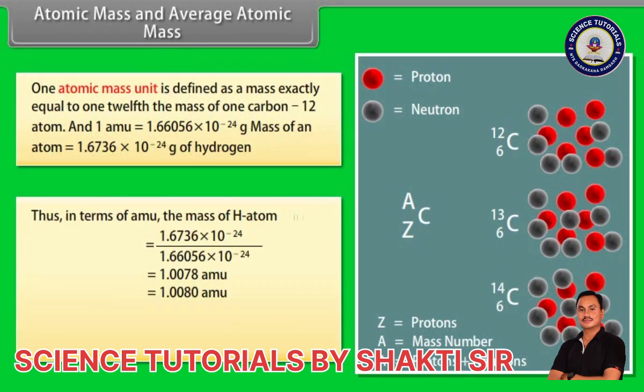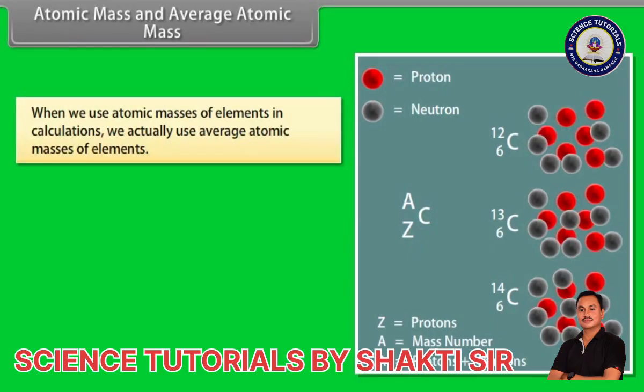Thus, in terms of amu, the mass of an H atom is equal to 1.6736 × 10^-24 upon 1.66056 × 10^-24, which is equal to 1.0078 amu, or approximately 1.0080 amu. Similarly, the mass of an oxygen-16 atom would be 15.995 amu. When we use atomic masses of elements in calculations, we actually use average atomic masses of elements.